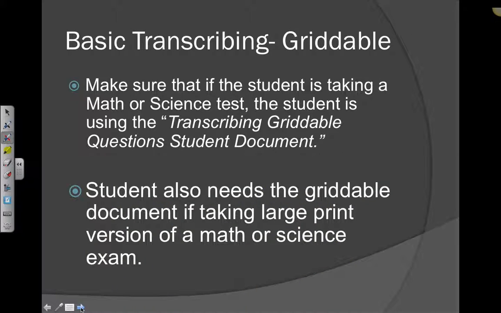Make sure for whenever we get to the math, when you're transcribing, there is a transcribing griddable questions student document that they need to have. So make sure that they have that extra document, that is in your testing bin on the day of the math assessment, which is not this go round, but the next one.